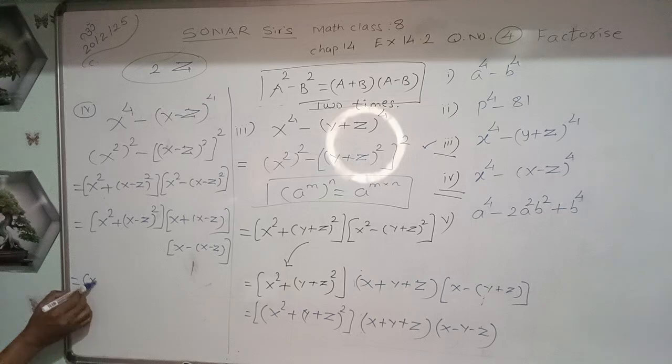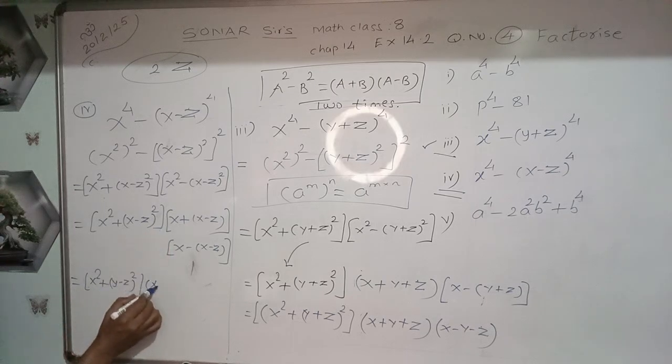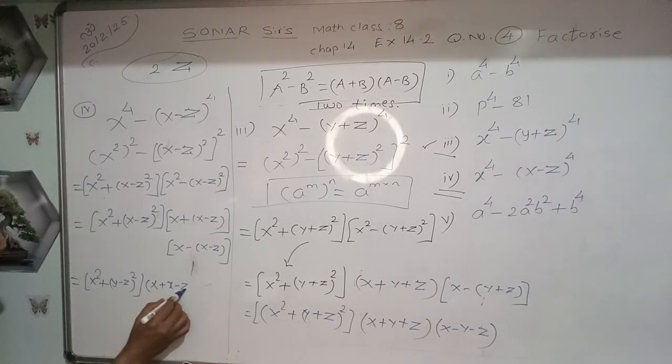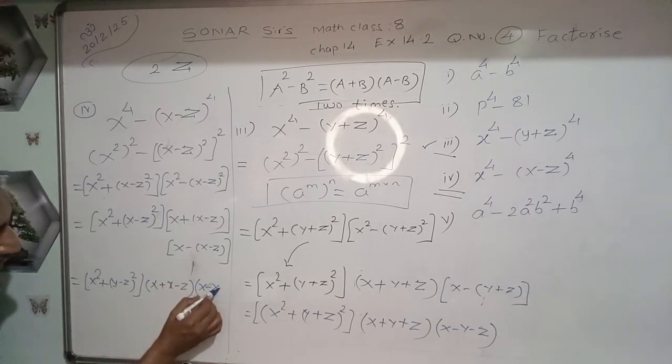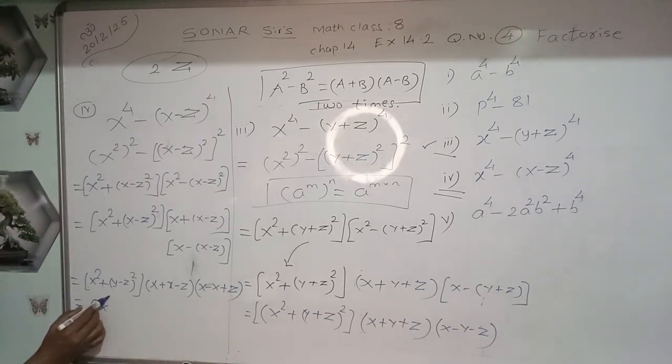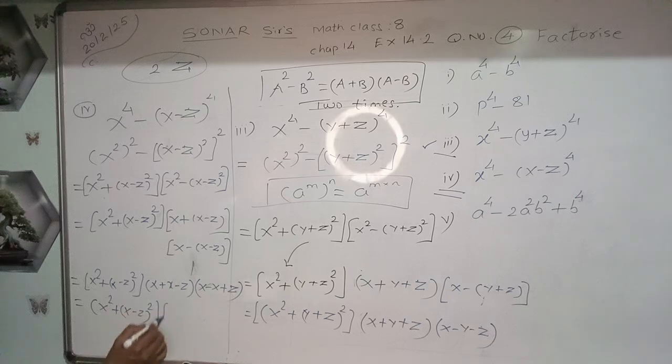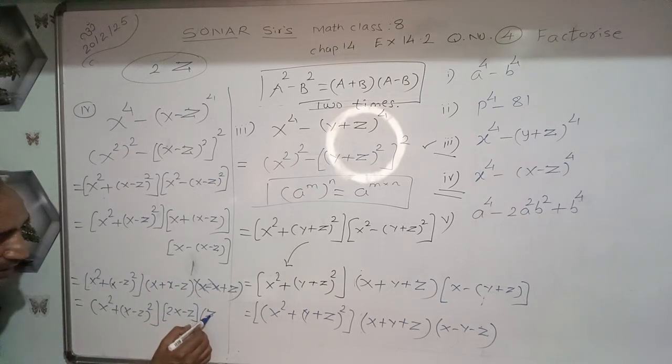Now we'll write it down in proper way. x square, (y minus z) bracket square. In this bracket x plus x minus z. Here x minus x plus z. So the final answer is x minus z bracket square. Here 2x minus z. Here plus x minus x cancel. So here is only the z term.